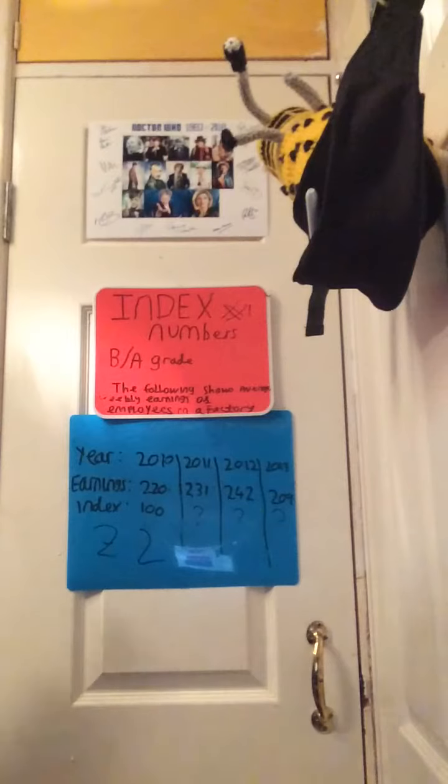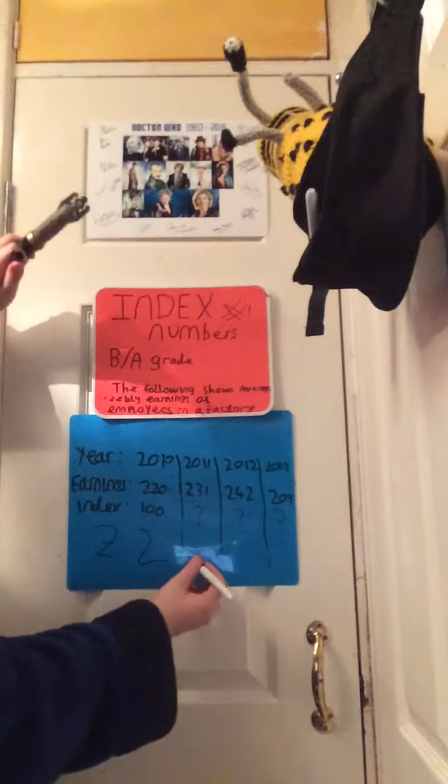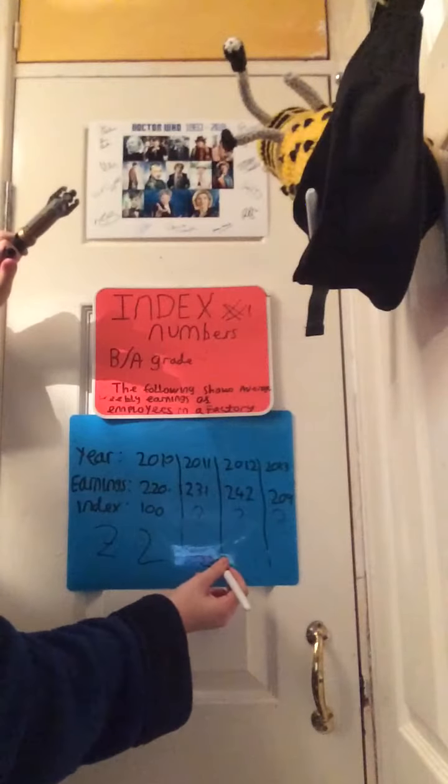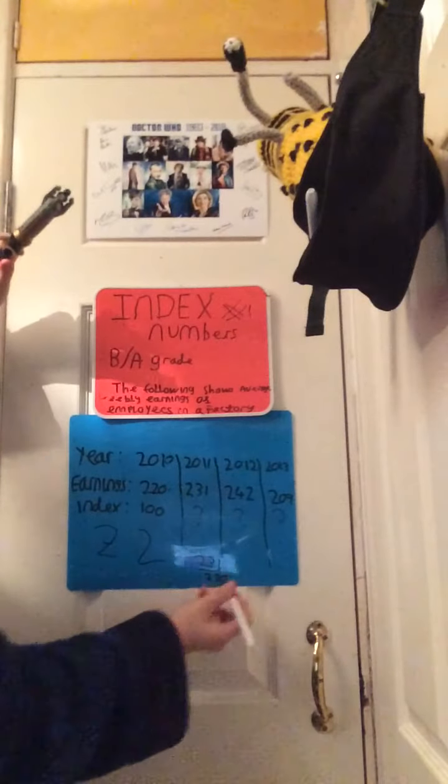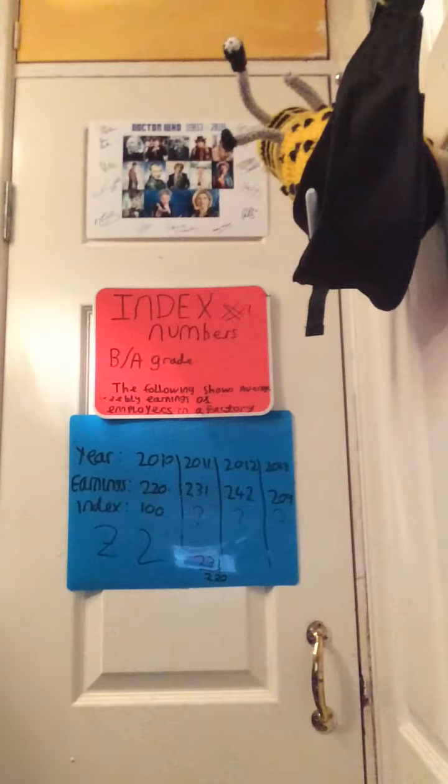Now, the first thing that we do here is get the earnings. In 2010 we know that the earnings were £220, and in 2011 we know the earnings are £231. So what we're doing is 231 over 220 times 100. Now, yes, we are going to need a calculator for this, so hang on a minute.